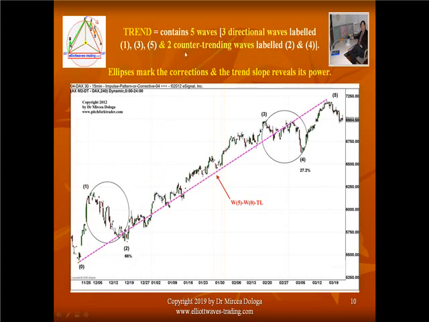We said before that the trend contains 5 waves: 3 directional waves and 2 counter-trending waves. In this case, we first identify the correction. This is the first correction closer to the origin of the trend, and the second correction closer to the termination of the trend. Ellipses mark the correction, and the trend slope, which is from the lowest low to the highest high, reveals the power of the trend's momentum.